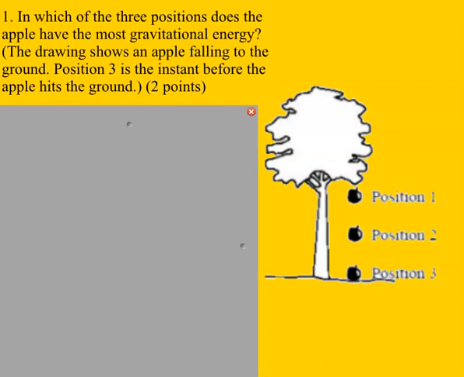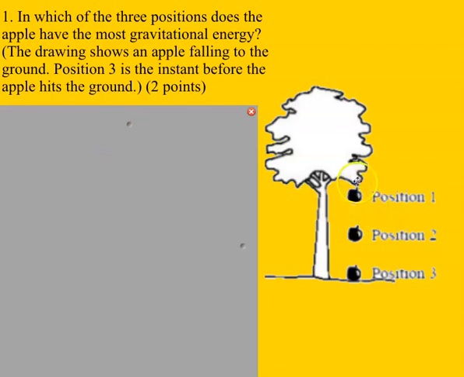So in which of the three positions does the apple have the most gravitational energy? Now the drawing shows an apple falling to the ground. Position 3 is the instant before the apple hits the ground. Some of you didn't read this part, because some of you told me in your answer that it doesn't have any speed, it's already hitting the ground, it stopped, it has elastic energy. But if you would have read this information, you would know it's the instant before it hits the ground. So which one do you think it is? Which one's going to have the most GE?